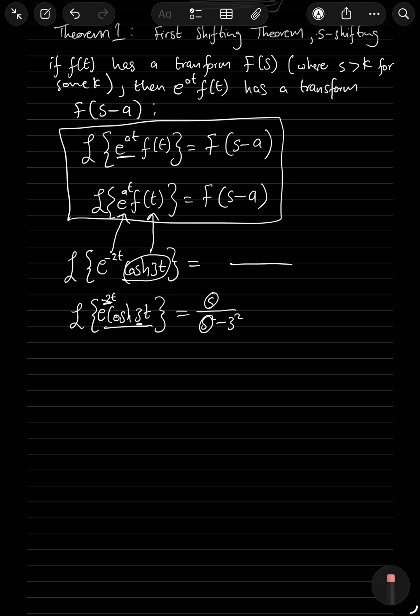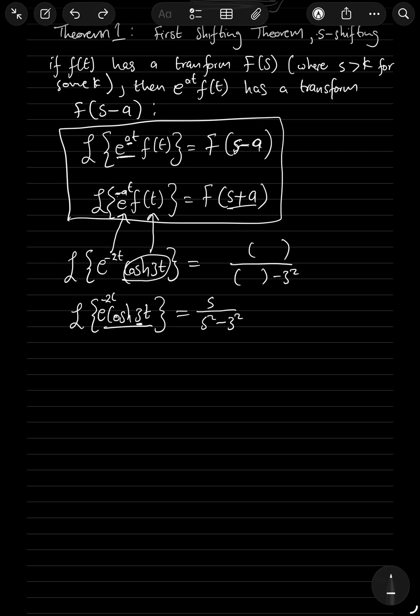So that's why here we are going to have s, where this s, let me just put a bracket, over s squared minus 3 squared. So remember I said if a is positive here, it's going to be s minus a. If a is negative, this is going to be positive. If a is positive, this is going to be negative.